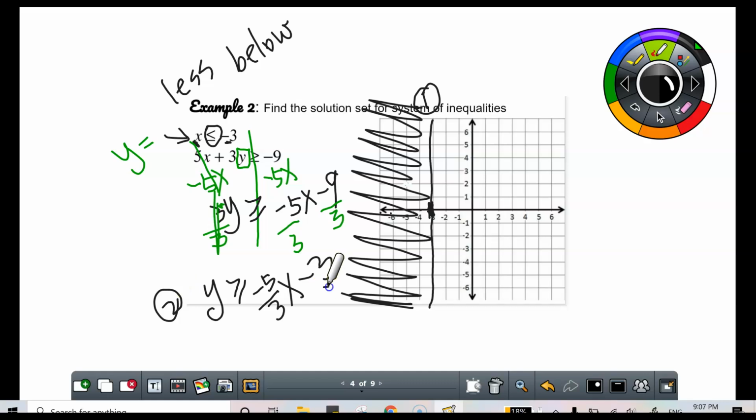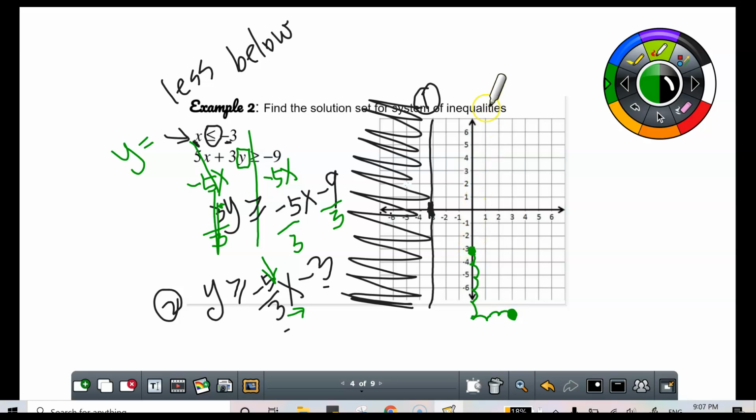Now we have the intercept and we have the slope. We can graph it. Okay? So the y-intercept is -3. So on the y-axis, -3 is here. Slope is -5 over 3. So negative slope means you're going to go down 5, then go right 3. Okay? So from the y-intercept, go down 5, go right 3. Okay? You have the next point.